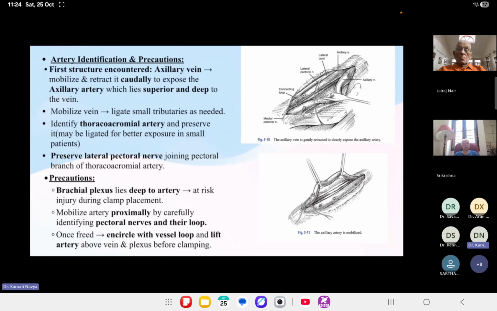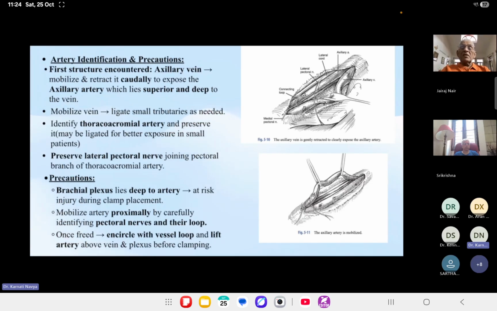Then mobilize the vein, ligate the small tributaries as needed, and identify the thoracoacromial artery and preserve it, or it may be ligated for better exposure in smaller patients. Preserve the lateral pectoral nerve joining the pectoral branch of the thoracoacromial artery. As a precaution, the brachial plexus lies deep to the artery, so it is at risk of injury during clamp placement. It should be properly mobilized proximally so that the pectoral nerves and the brachial plexus are not injured, and the artery should be looped.